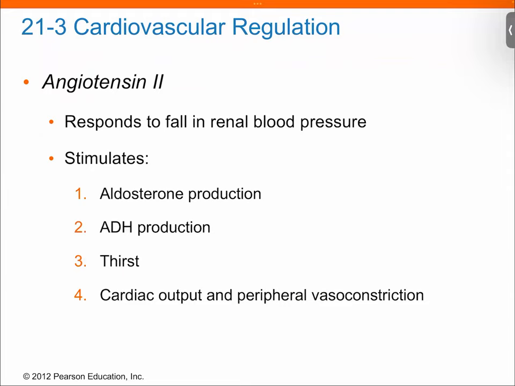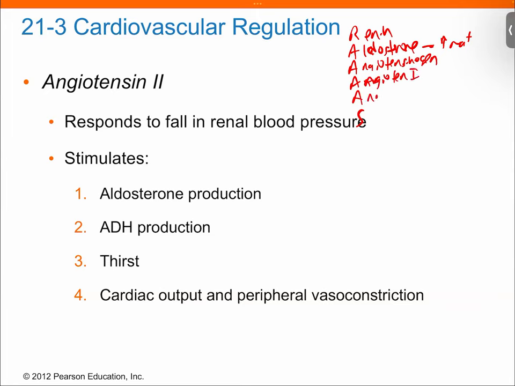This is one of the main members of the RAS system. Just to remind you of your RAS system, put a couple of A's in there. So you have renin, right, which is secreted by the kidneys, which secretes aldosterone, which basically increases your osmotic lure, right? And then you have a series of angiotensins, right? So you have angiotensinogen, which converts to angiotensin 1, which converts into angiotensin 2, which then, I'm gonna stick another A in there, will turn on ADH. So a lot of A's in there, right? So angiotensinogen turns into angiotensin 1, which turns into angiotensin 2, which then turns on ADH.